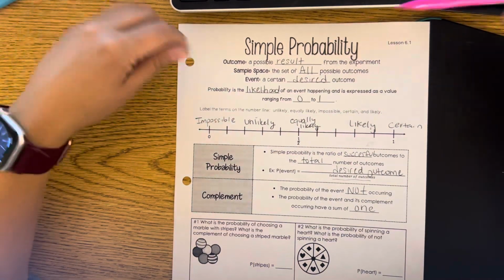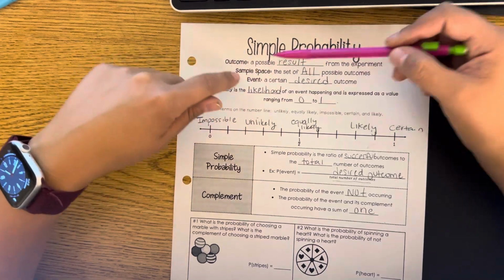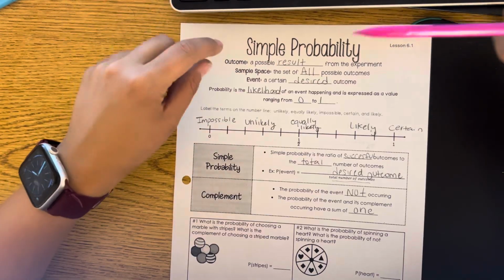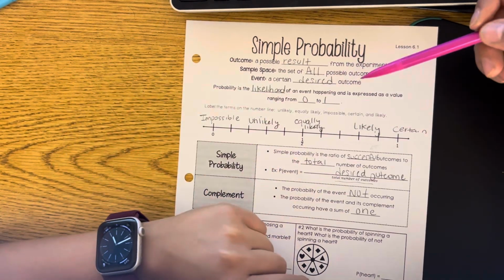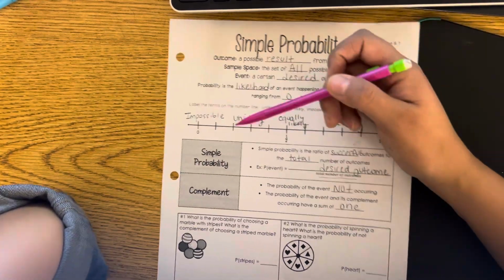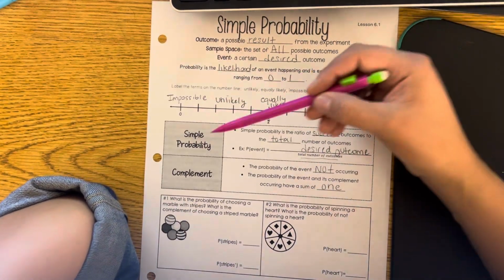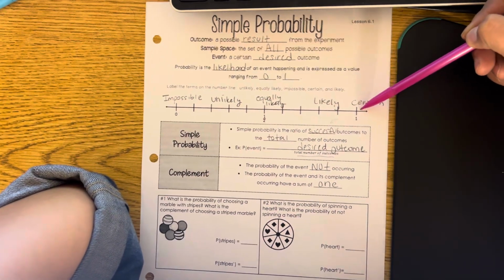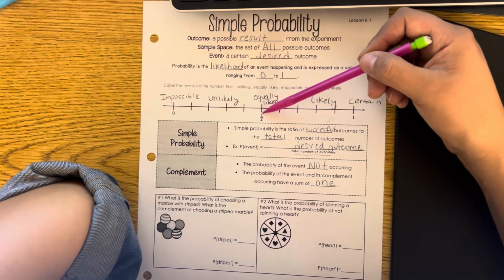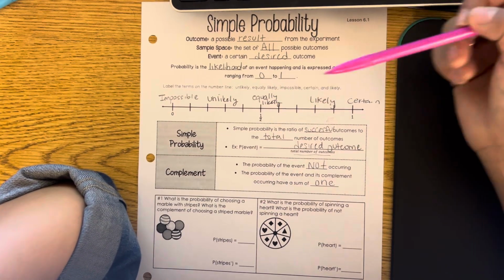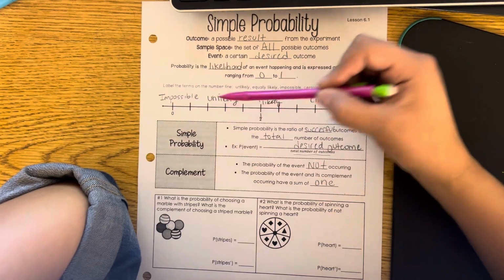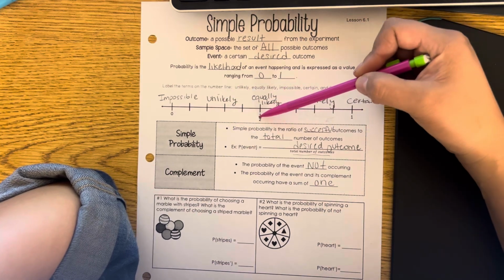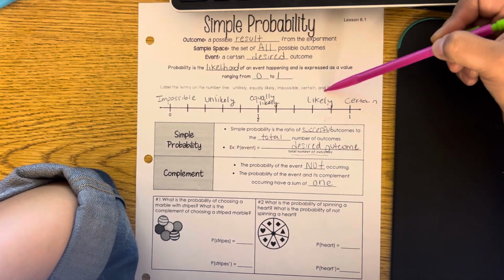So, for instance, some vocabulary. Outcomes are possible results from the experiment, and sample space is the set of all possible outcomes, which we'll talk about here and there. And then event is a certain desired outcome. Now, the probability is the likelihood of something happening, and we rank that from 0 to 1, where if it has a 0% chance of happening, we call it impossible. If it's a 100% chance of happening, we call it certain. And if it's a 50-50 chance of happening, it's equally likely, because 50-50. And then something that may be less than 50% but higher than 0% is unlikely. And something that's more than 50% but less than 100% is likely.